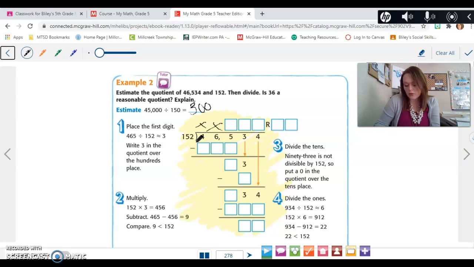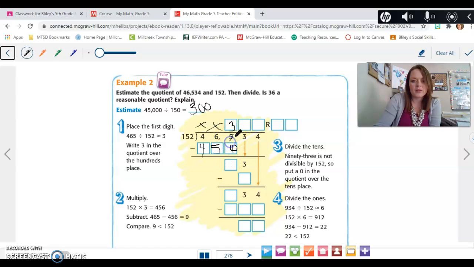So 152 times 2 gives me 304. I think I can go one more time. Let's try 152 times 3 equals 456. That is as close as I'm going to get to my number, 465. I'm going to put a 3 up top, and then I'm going to subtract. I have 465 minus 456.